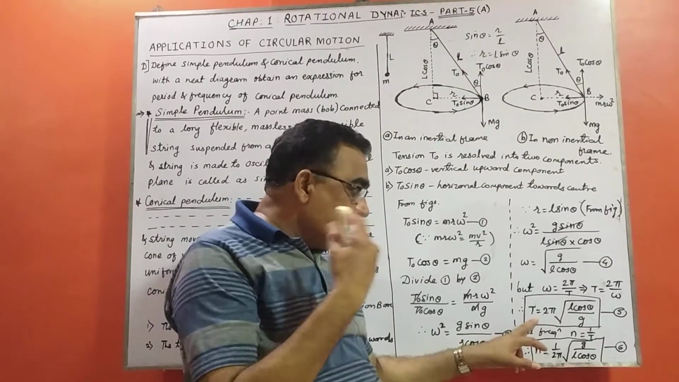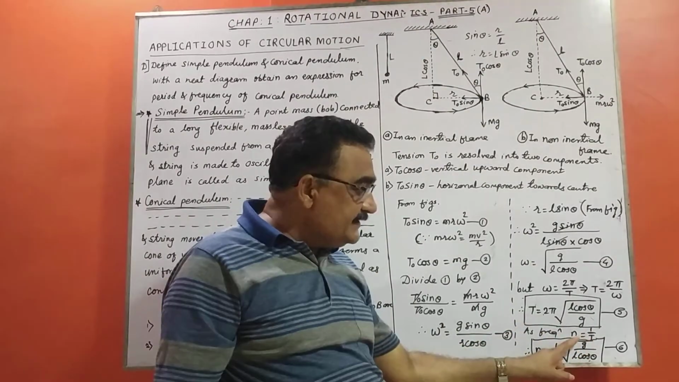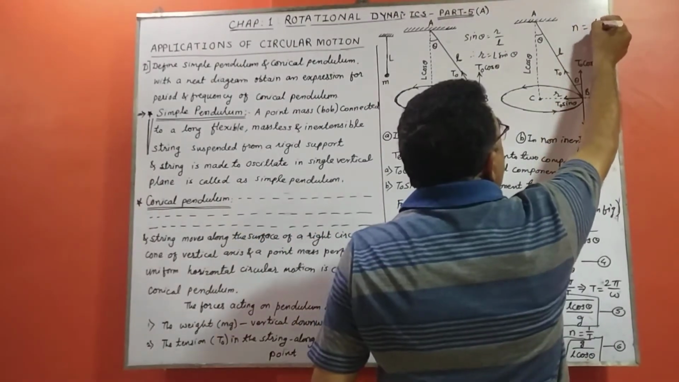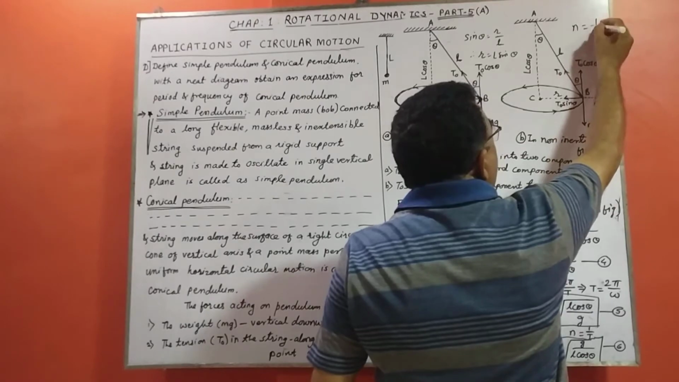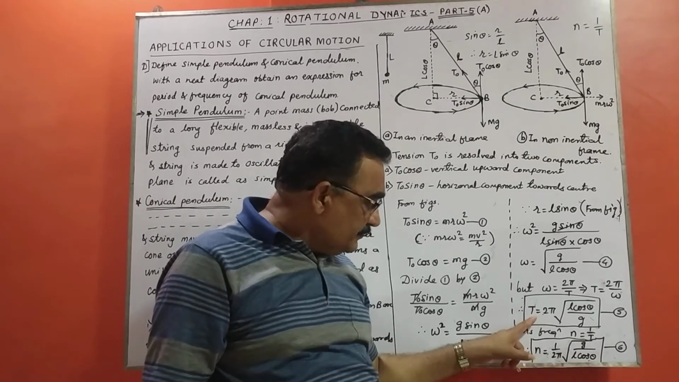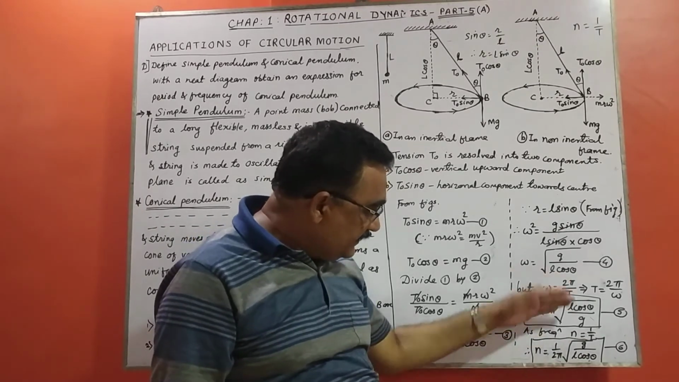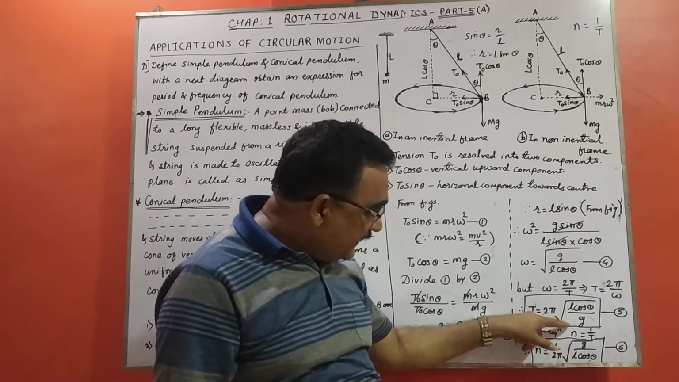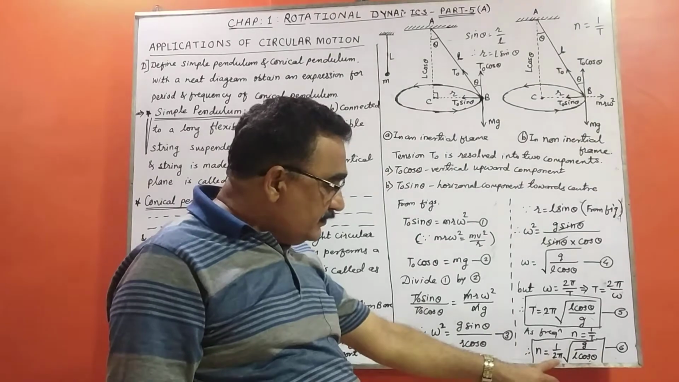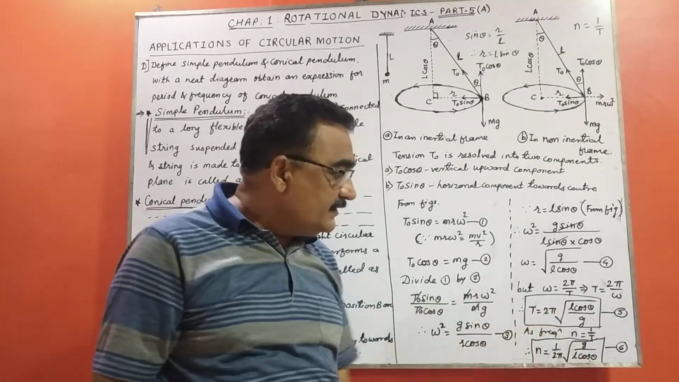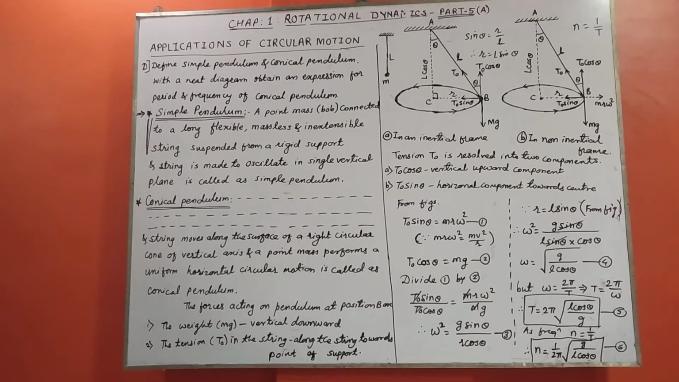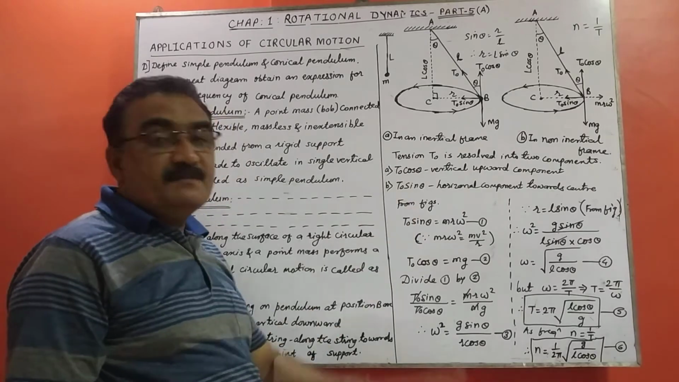Now period and frequency are related as n is equal to 1 upon T, because frequency is equal to the reciprocal of period. So you can write n is equal to 1 upon T. Now from this equation, 1 upon T becomes 1 upon 2 pi and its reciprocal, g upon L cos theta. So n is equal to 1 upon 2 pi root g upon L cos theta. That gives the equations for period and frequency of the conical pendulum.